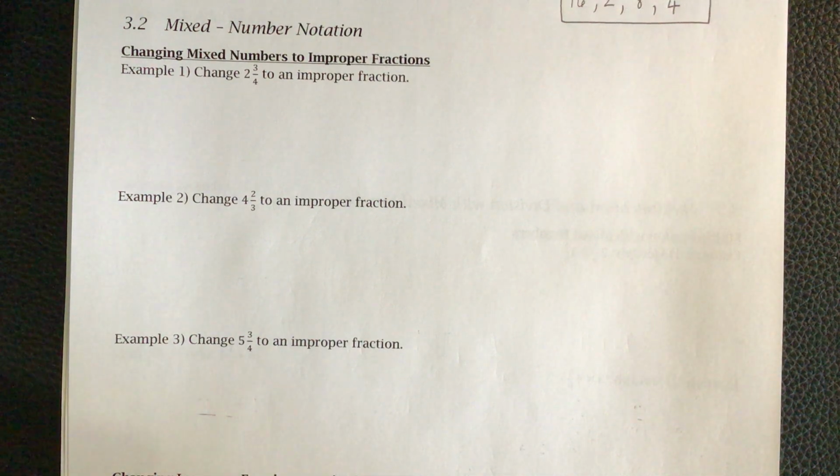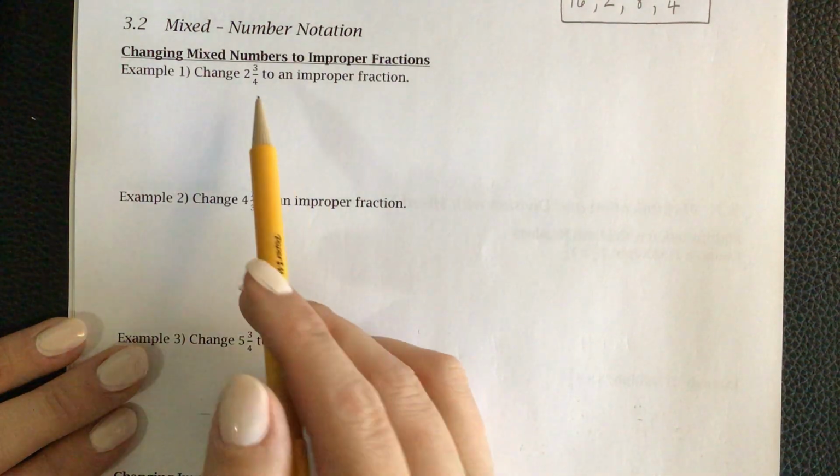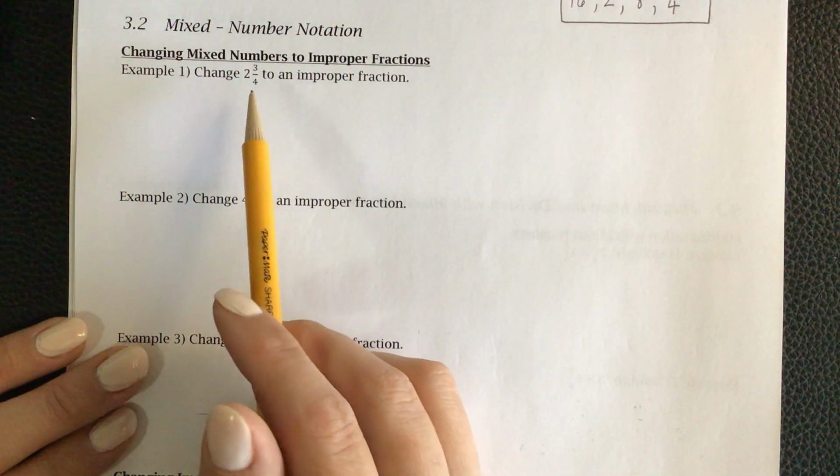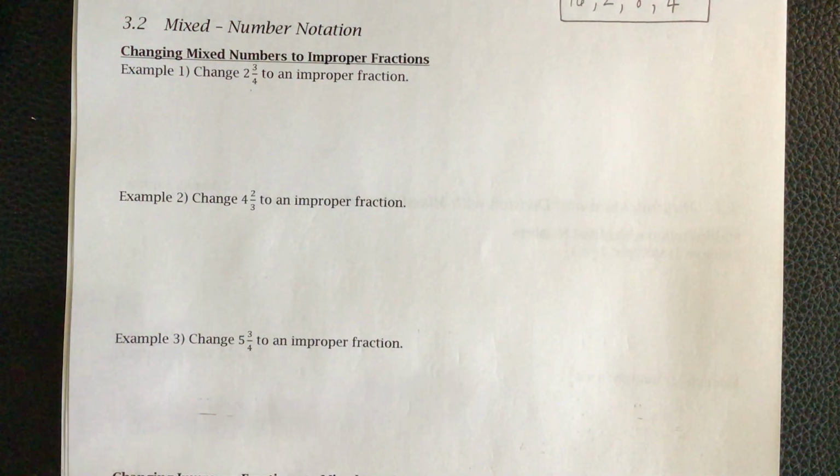3.2, mixed number notation. Sometimes we have numbers that were improper and we need to convert them to proper form, or a proper fraction and we need to convert it to an improper fraction. We're going to talk about how you go from one to the next.